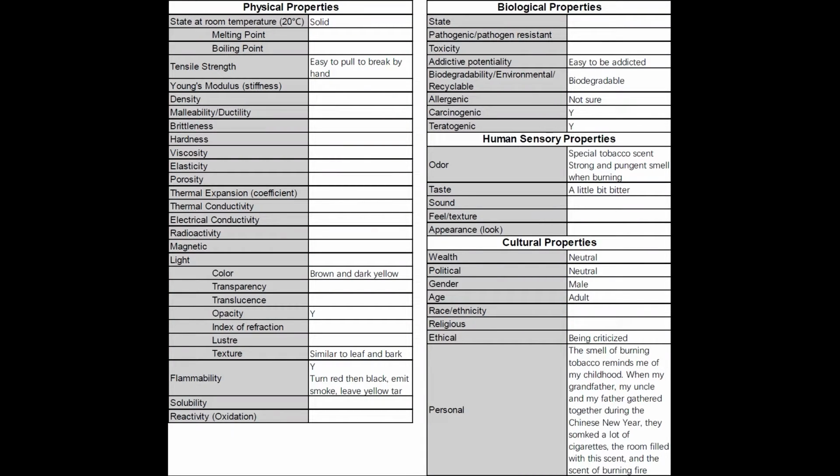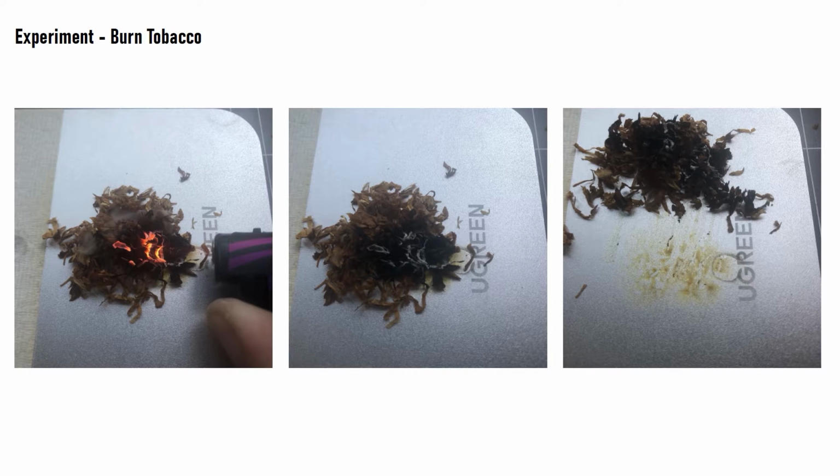This is the material property form of tobacco. Another experiment is burning tobacco. A pile of tobacco was placed on a metal plate and burned with a lighter. Tobacco turned red when being burned, then became black and gray ash. A lot of smoke was emitted when burning. After moving the tobacco, the yellow and brown tobacco tar was left on the surface.